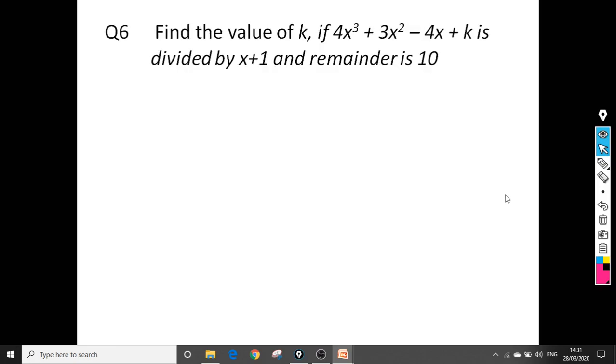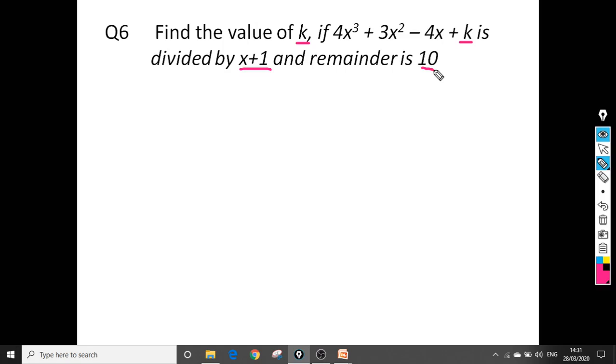This is the next problem on the remainder theorem. Find the value of k if 4x cube plus 3x square minus 4x plus k is divided by x plus 1 and the remainder is 10. Now students, you have to understand the question carefully. This question is not a direct question. You have to think logically for this question. You have to find the value of k. K is a constant which is here, and it is divided by x plus 1. We are dividing this polynomial by x plus 1 and the remainder is 10.